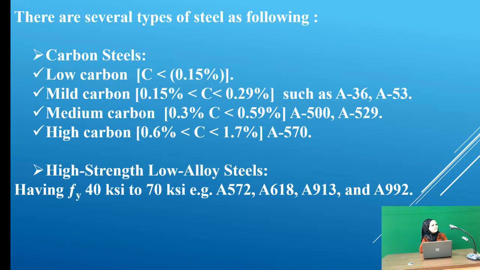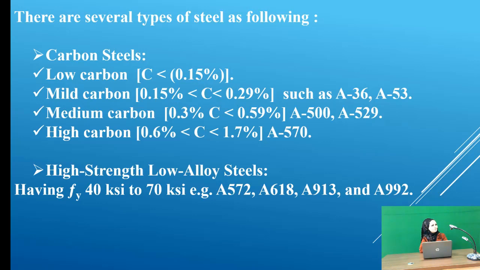There are several types of steels, as follows. Carbon steel. Carbon steel can be classified according to carbon percentage content. Low carbon steel has a carbon content of less than 0.15%. Mild carbon steel has a carbon content between 0.15% and 0.29%, such as steel A36, A53. Medium carbon steel has a carbon content between 0.3% and 0.59%, like A500 and A529 steel.